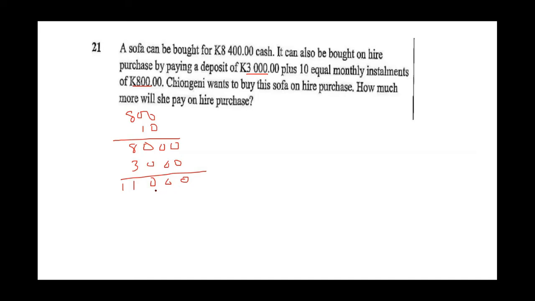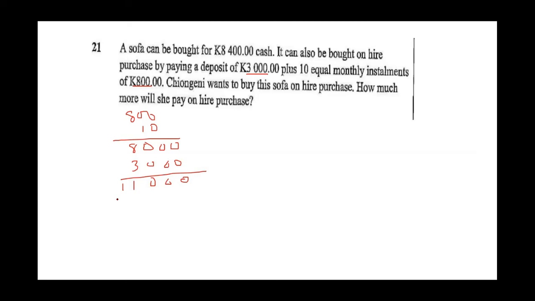11,000. Buying an article on hire purchase is where you pay the initial deposit, they give you that thing, then you are using it whilst you are paying it. Okay, that is hire purchase. It's more like buying on credit.